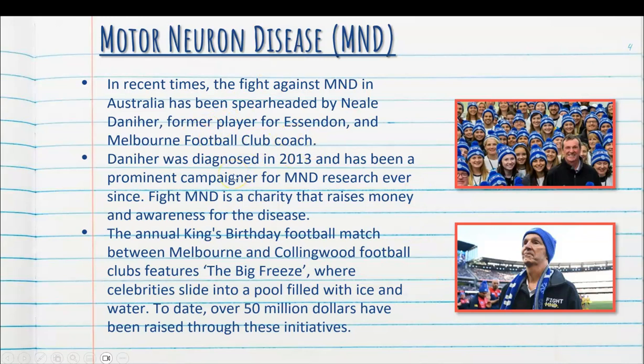So the Big Freeze, which you may have heard of, is in recognition of trying to raise funds for research to fight MND. So he was diagnosed in 2013. He's been a prominent campaigner for MND research ever since, as we know. So Fight MND is a charity that raises money and awareness for the disease, and the annual King's Birthday football match between Melbourne and Collingwood here in Australia features the Big Freeze, where celebrities will slide into a pool filled with ice and water. And to date, over $50 million have been raised through these initiatives to try and find a cure for motor neuron disease.